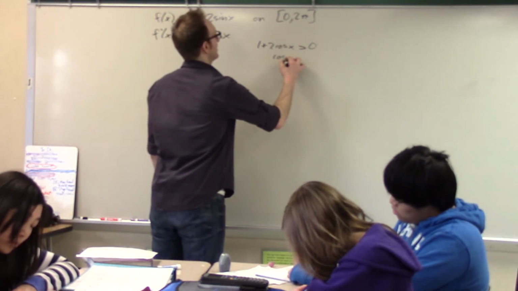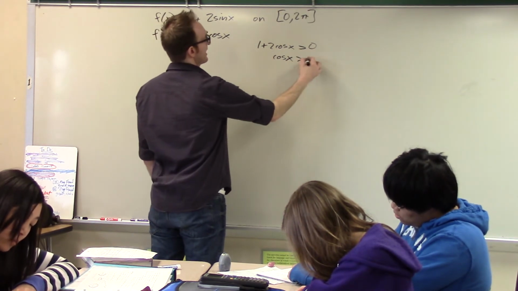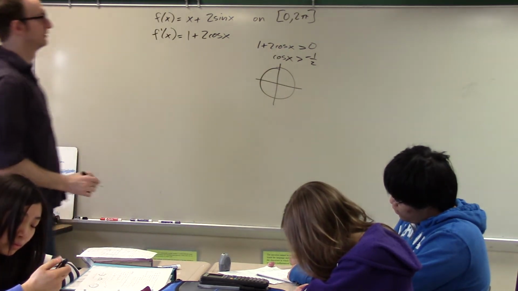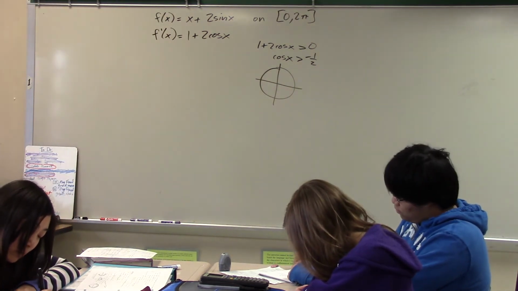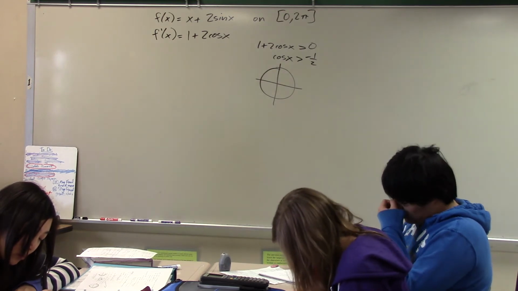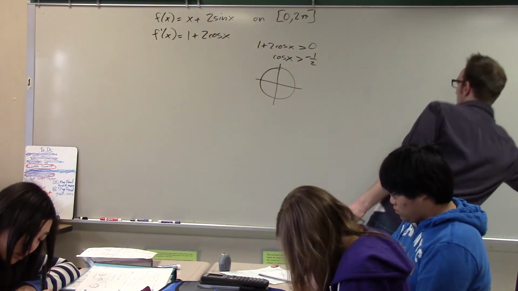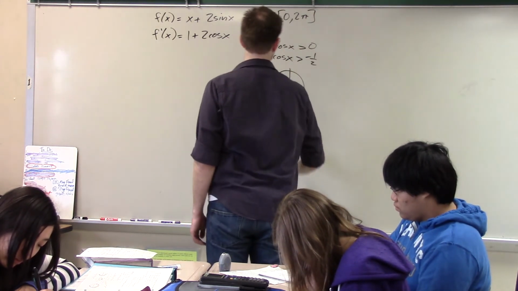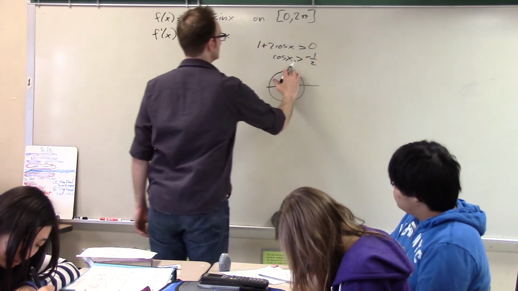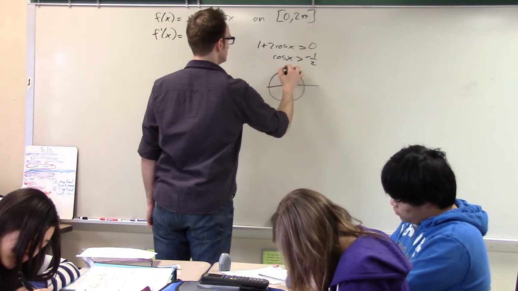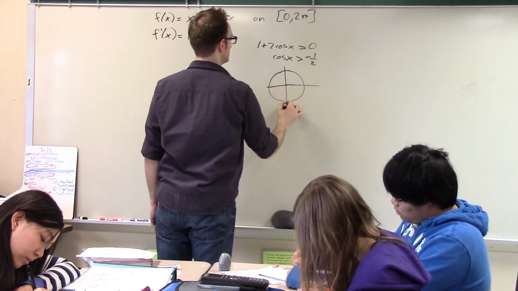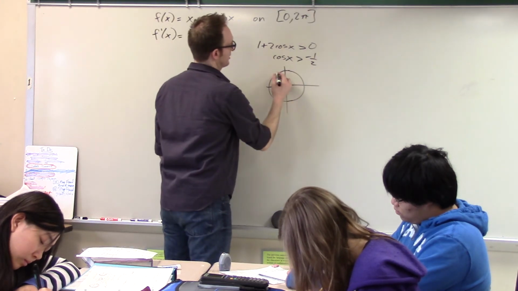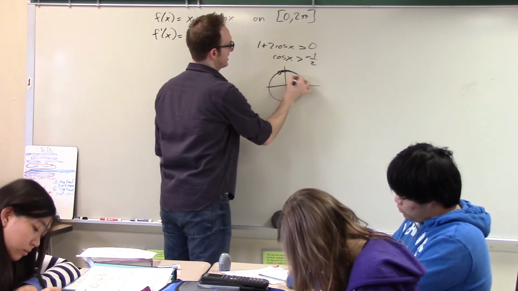It's greater than negative a half. When cosine x is greater than negative a half. So draw a picture of all the places where the cosine is greater than negative a half. Cosine's the x coordinate, so it's gonna be big. It's like all this, right?